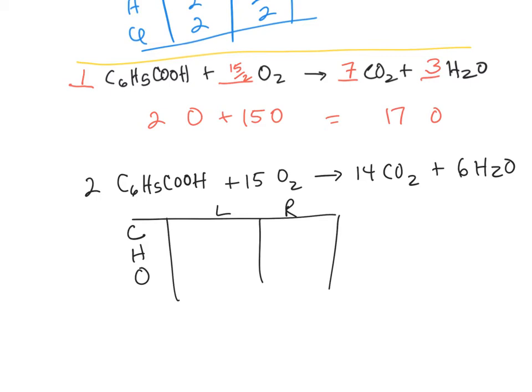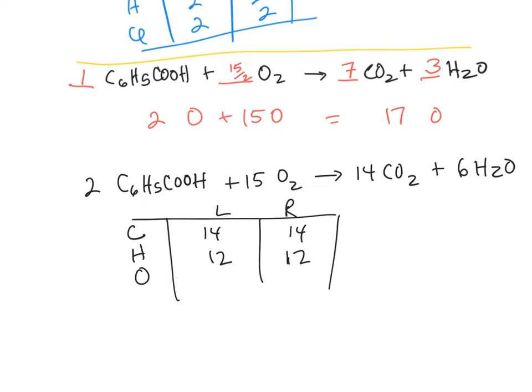So let's see, we have 7 carbons in the benzoic acid times 2, so that's going to be 14 carbons on the left. You've got 14 carbons in the 14 CO2 molecules on the right. The hydrogen per molecule on the left is 6, times 2 is going to be 12 because you have 2 benzoic acid molecules. Then on the right-hand side, you've got 6 water molecules, each containing 2, so that's going to make 12 as well. Looking good so far.